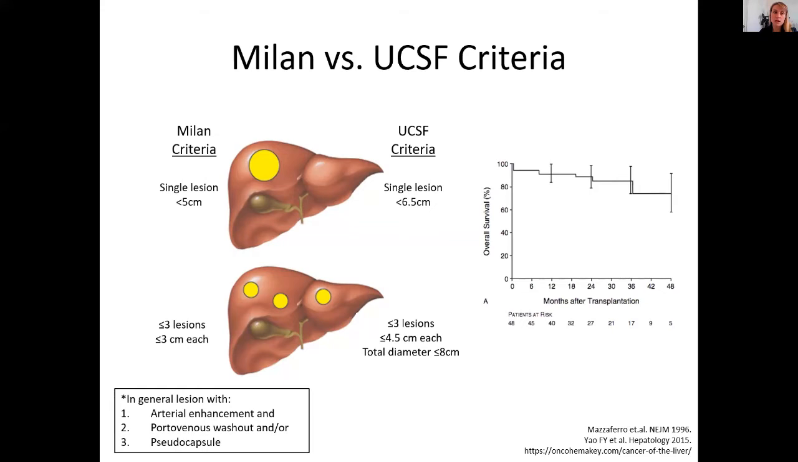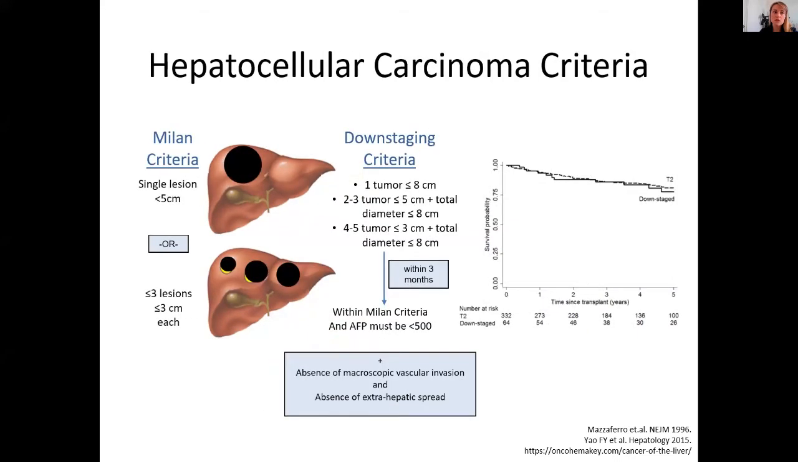However, it's worth noting that imaging studies have been shown to underestimate tumor stage in 20 to 30% of cases. It's also possible to treat your patients with local regional therapy to downstage them to within Milan. If that's able to occur and the patient remains well treated with an AFP level that's less than 500, then it's possible to be listed for transplant as well.